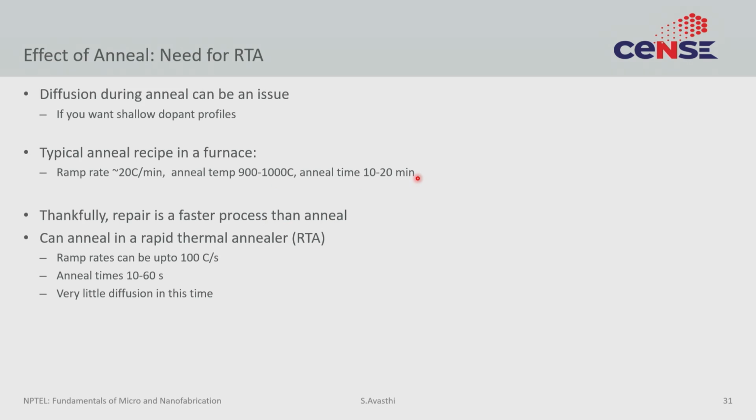Instead of say 10 minutes, 20 minutes, which are typically in a furnace, you can do things in 60 seconds, 10 seconds, 15 seconds. And if you remember, the depth of a diffusion is square root of Dt. By cutting down the time so heavily, you are now reducing the diffusion of the dopants. So there is just very little time for the dopants to diffuse in, so the dopant profile is maintained. And the reason we are able to do this is because the repair process is much faster than the diffusion process.